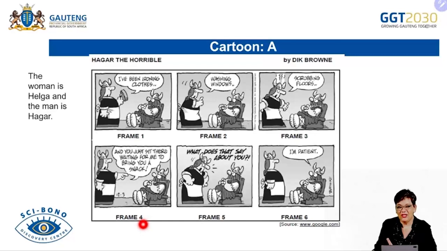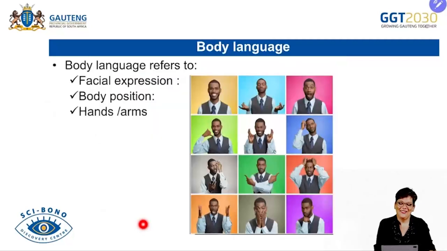I wanted to move on to this one. This is a very interesting one. We've got a cartoon here, and we've got Helga. She's the woman, and Helga is the man. Whoa, there's some confusion here. Let me run through it quickly. Helga is saying, I've been ironing clothes, washing windows, scrubbing floors, and you just sit there waiting for me to bring you a snack. What does that say about you? And he answers, I'm patient. I'm sure it's funny.